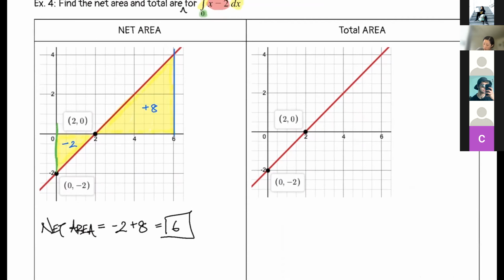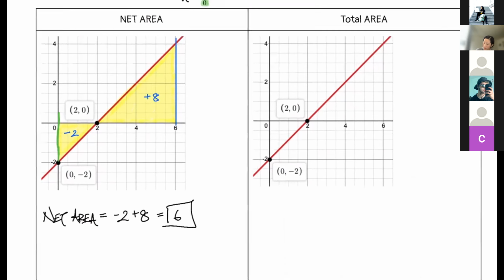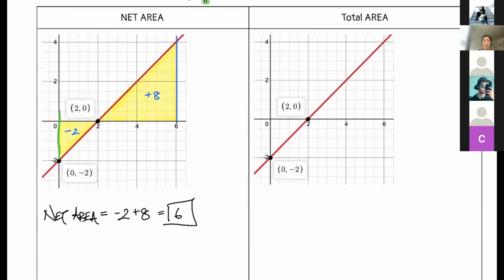Now, the total area, okay? The total area is a little bit different. All right, so net is not like the total. It is in the sense that we're still looking at area. However, net area is sometimes referred to as signed area, meaning that if something is below the x-axis and we're reading from left to right, then it's going to be negative. And if something is above the x-axis and we're reading in the same direction, that's going to be positive.